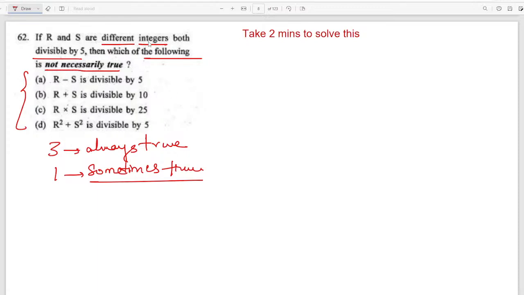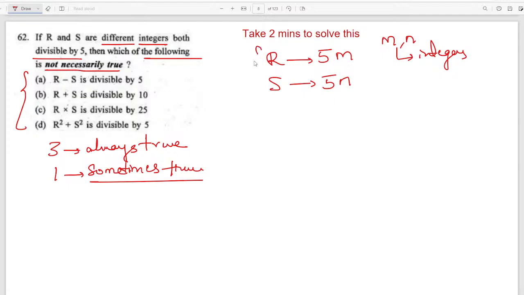So R and S are different integers and both are divisible by 5. So I'll take R as 5m and S as 5n, where m and n are different integers. They're different integers because they are in the question itself. They're saying R and S are different integers. I'll take the numbers as 5m and 5n, and I'll check for every option here.